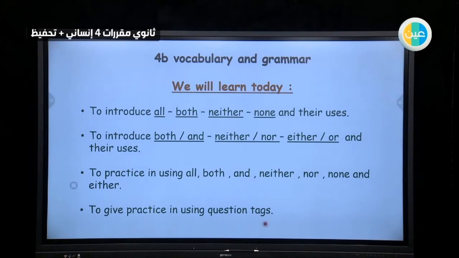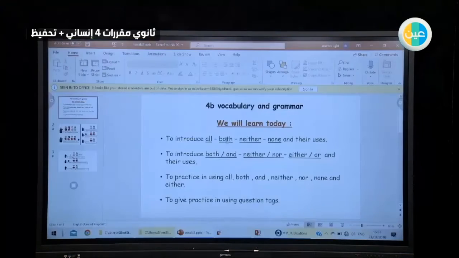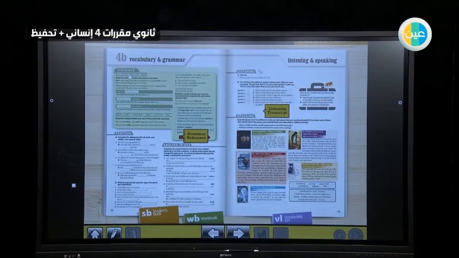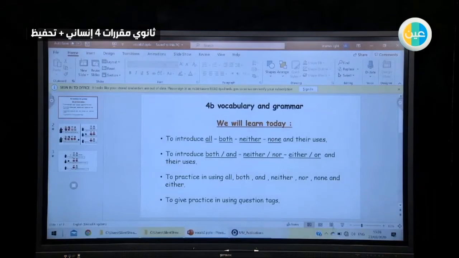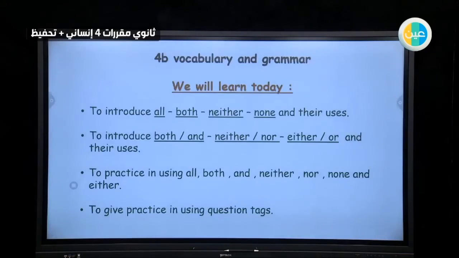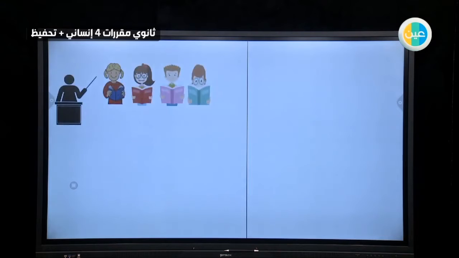Please open your books. We have here grammar: all, both, neither, and none. Before we go through this grammar, let's go back to this show. What can we see here?